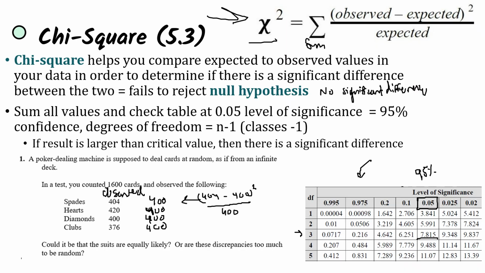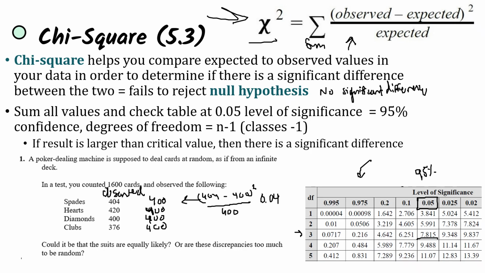And when you do the math, you get 404 minus 400 is 4. 4 squared is 16. 16 over 400 is 0.04. And if you'd like to pause the video now and try the rest of the problem yourself, you can do so. I'm not going to write out the math for every single step because it's always just following this formula of observed minus expected squared over expected.